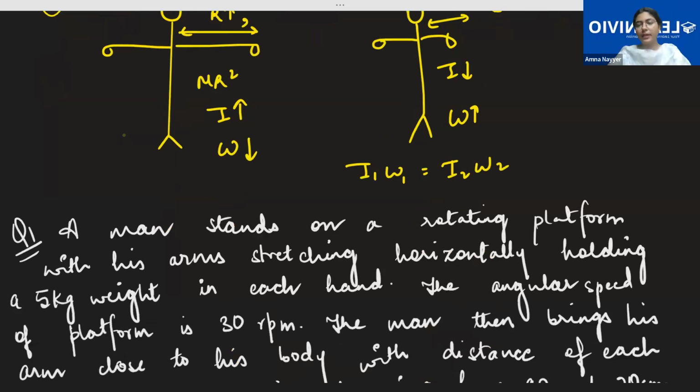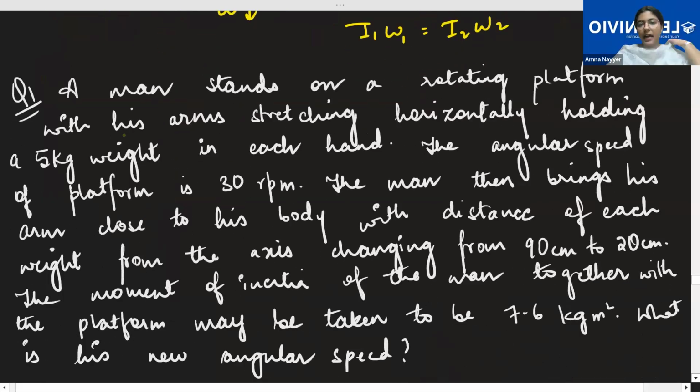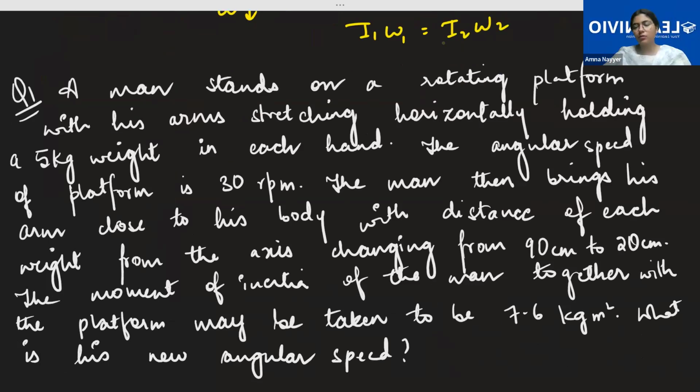It's better. So let's discuss a numerical based on this. This says that a man stands on a rotating platform with his arms stretching horizontally. So this is the example which I told you of the ballet dancer, that they stretch their arms and they bring their arms closer to their bodies.